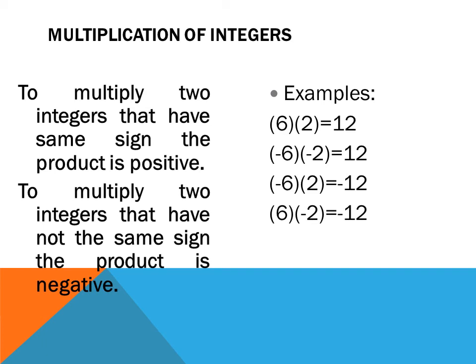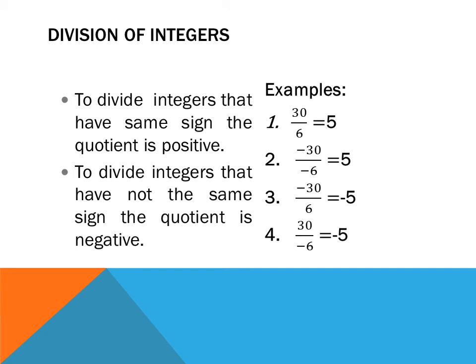Always remember, to multiply integers, if they share a common sign, the answer is positive. And if the numbers do not share a common sign, the answer is negative. Just always remember the counterpart of multiplication is division. To divide integers that have the same sign, the quotient is positive. To divide integers that do not have the same sign, the quotient is negative. So always remember this one. Multiplication and division share common rules.